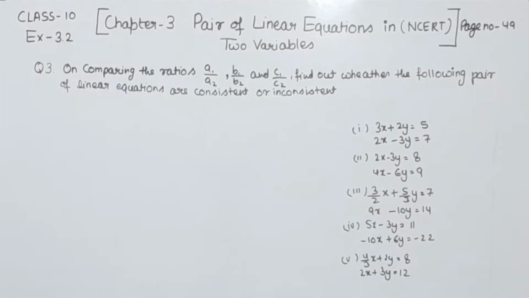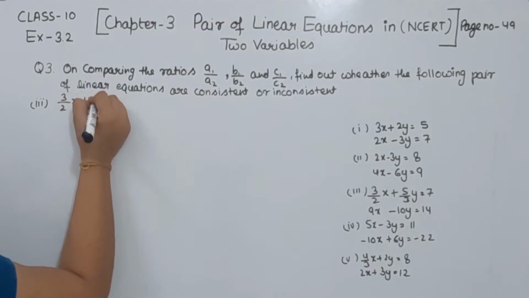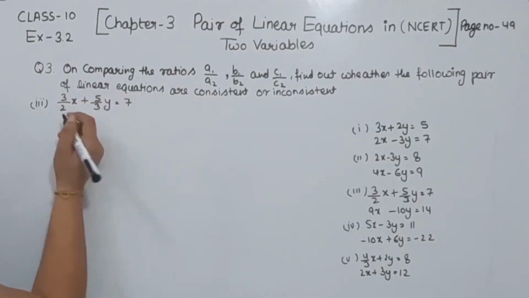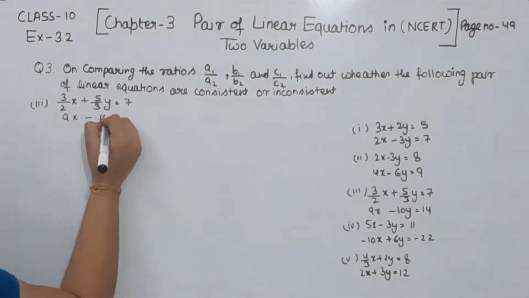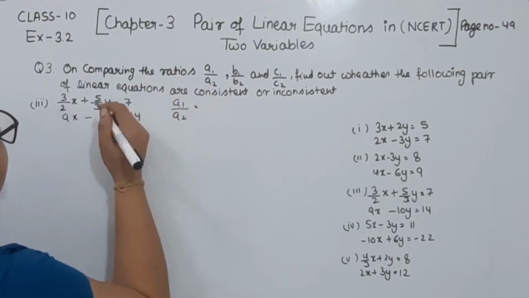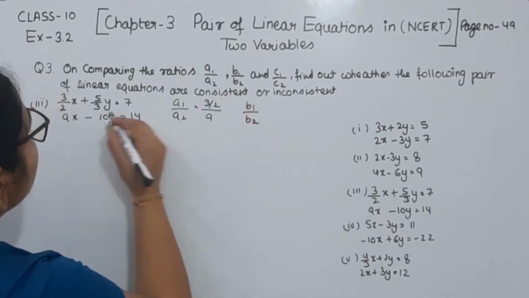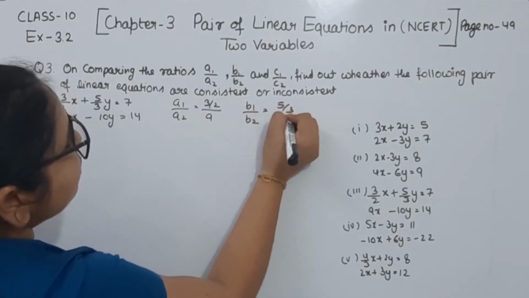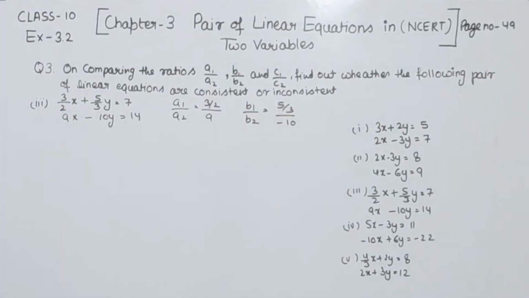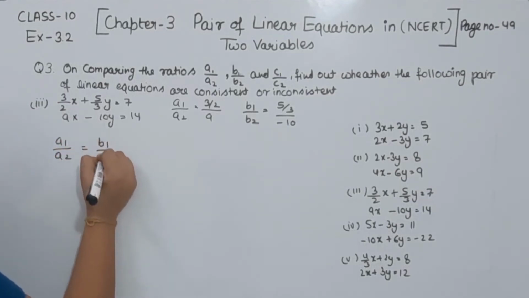Now comes to part 3. This one has the equations 3 by 2 x plus 5 by 3 y is equal to 7 and 9x minus 10y is equal to 14. So A1 by A2 we have here 3 by 2 divided by 9 and B1 by B2 is 5 by 3 divided by minus 10. Now first of all we are going to find whether A1 by A2 is equal to B1 by B2 or not. So I'm going to write here A1 by A2 is equal to B1 by B2.